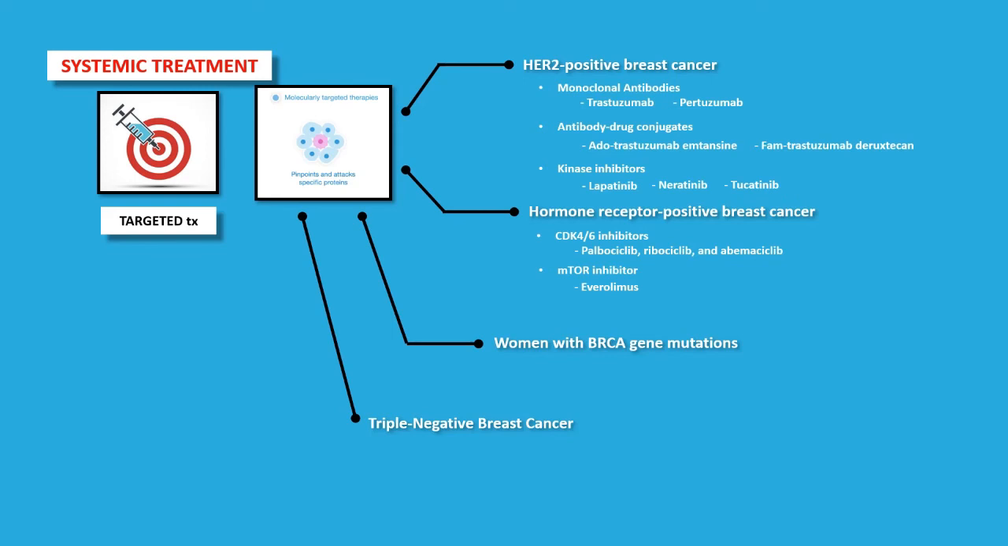And lastly, the PI3K inhibitor. Alpelisib is a targeted drug known as a PI3K inhibitor. It blocks a form of the PI3K protein in cancer cells, which can help stop them from growing.